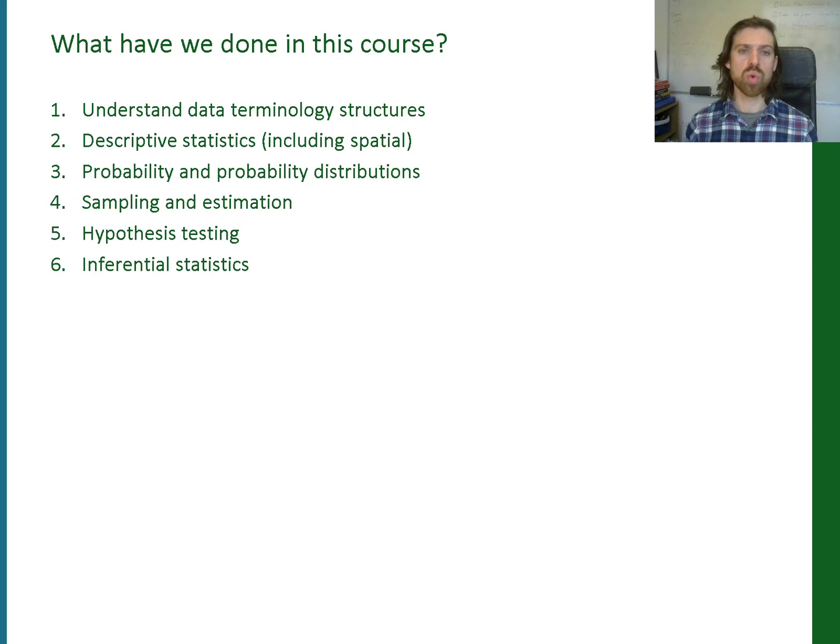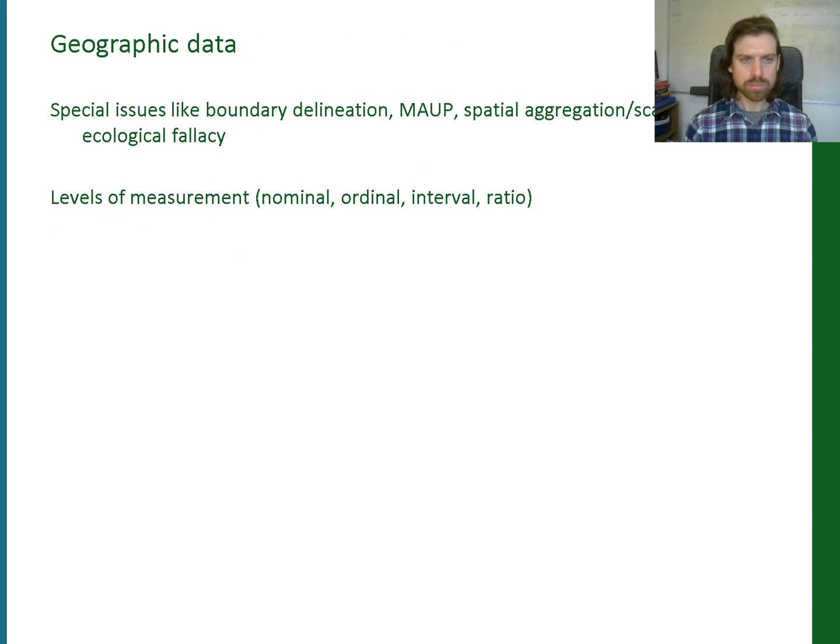So what have we done? Well, we've covered the data terminology for different structures. We covered descriptive statistics, including spatial descriptive statistics. We've covered probability and probability distributions. We've covered how you do sampling, how you estimate population parameters. We've gone through those 6 different steps for how you formally test and evaluate hypotheses. And we've gone over inferential statistics in quite a lot of detail.